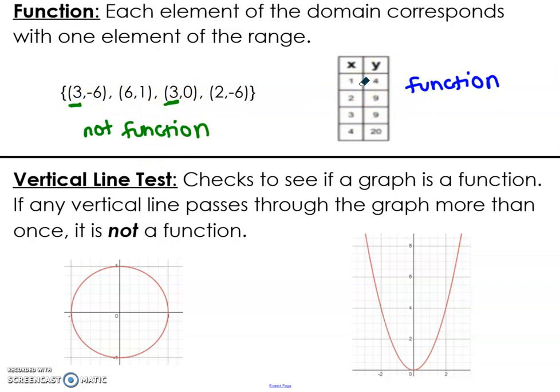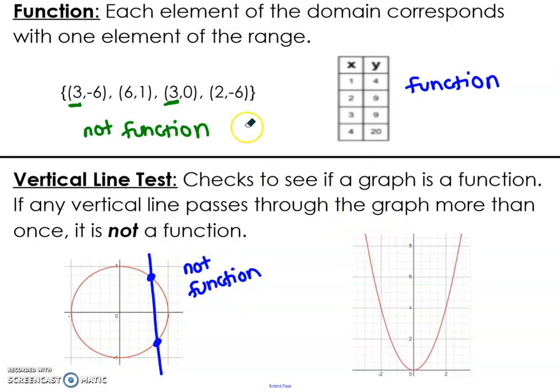Then we can look at a graph and tell if it's a function or not by using the vertical line test. So it checks to see if a graph is a function. If we were to draw vertical lines through the graph, if it crosses the graph more than once, it is not a function. So I'm going to draw a vertical line. Okay, we can see that it crosses this graph at 2 spots. Since it's crossing at 2 spots, this is not a function. That means that the same x value has two different y values.